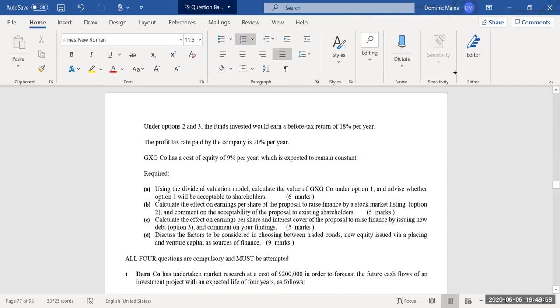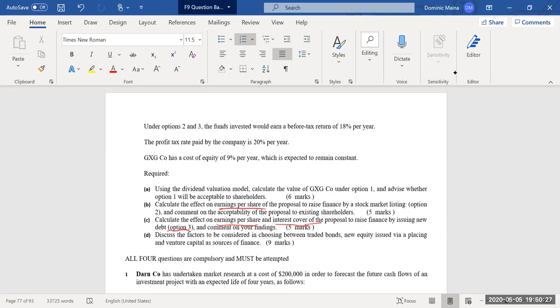Now, part B is asking you to get the earnings per share and comment on whether it is going to be financially acceptable to the shareholder, purely based on the earnings per share. Also, in part C, we are meant to get the earnings per share and the interest cover, in case we finance using option three, and of course you comment on your findings.